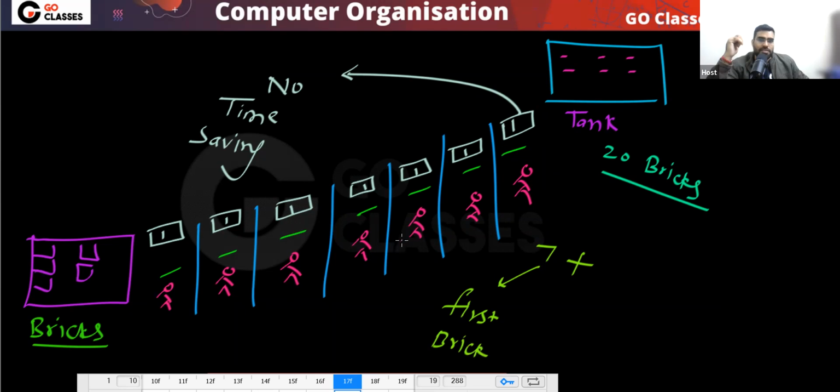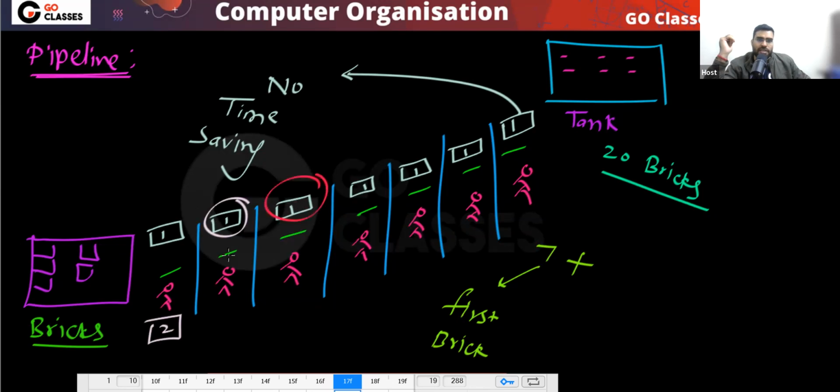Now you tell me something beautiful will happen. Something beautiful is going to happen. What is going to happen? See what is going to happen. When the first brick is here, then the second brick is here, right? Yes or no? Correct. When the first brick is here, then the second brick is here, and the third brick is here, right? Yes or no? So now you tell me, when the first brick is here, then the second brick is here, right?